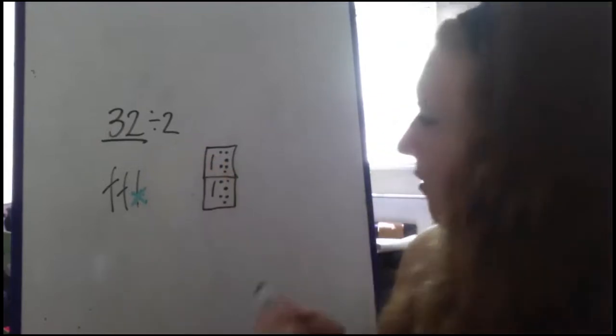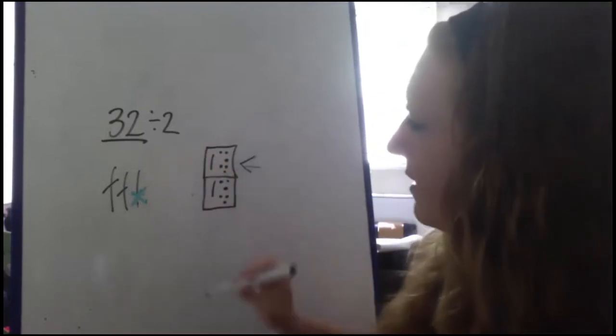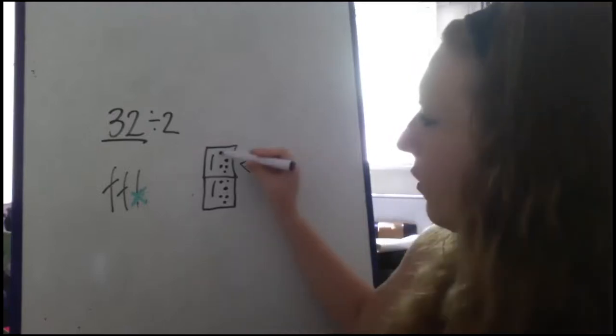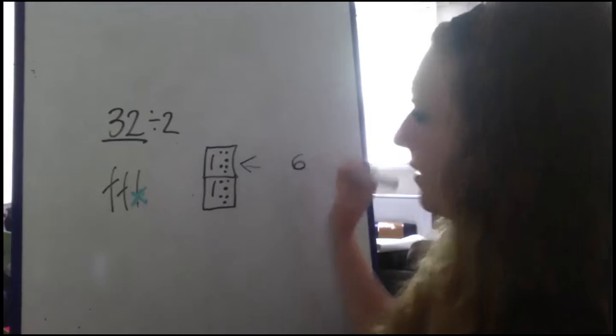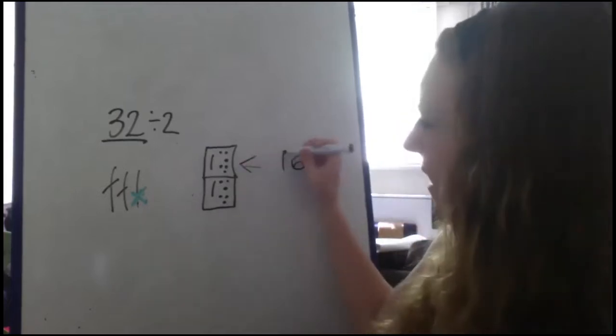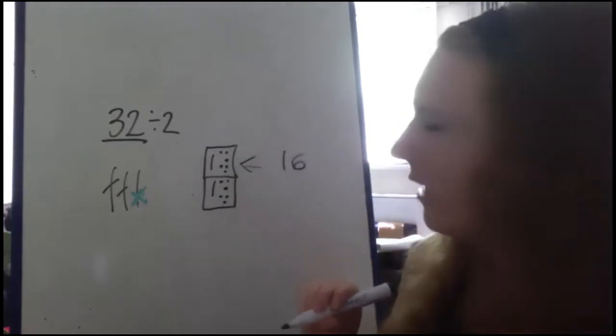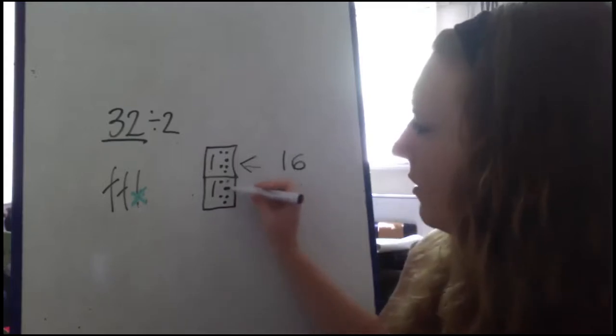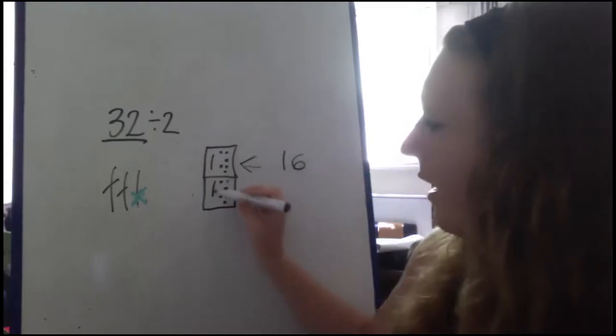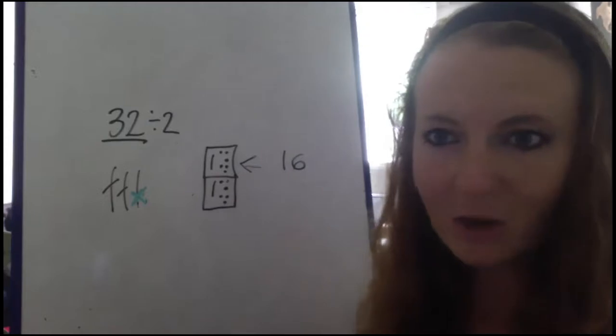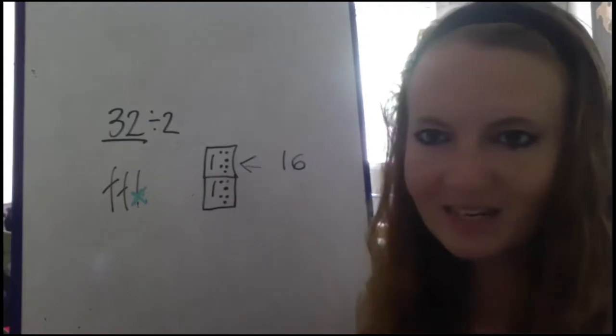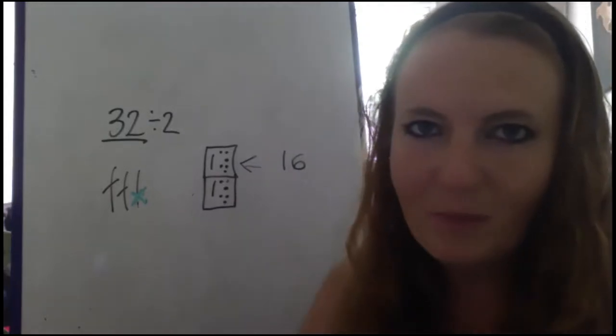Now we're going to count one group to see how many is there. So I'm going to start with my ones. 1, 2, 3, 4, 5, 6. 6 ones and then 1 ten. I'm going to count this one just to double check that I've done it accurately. 1, 2, 3, 4, 5, 6. Yep. And 1 ten. Perfect. So we have 16.